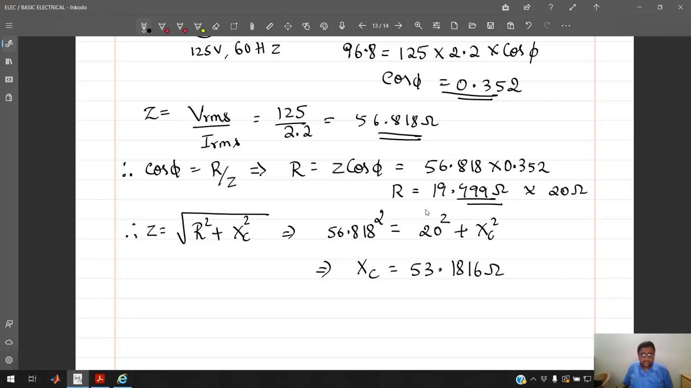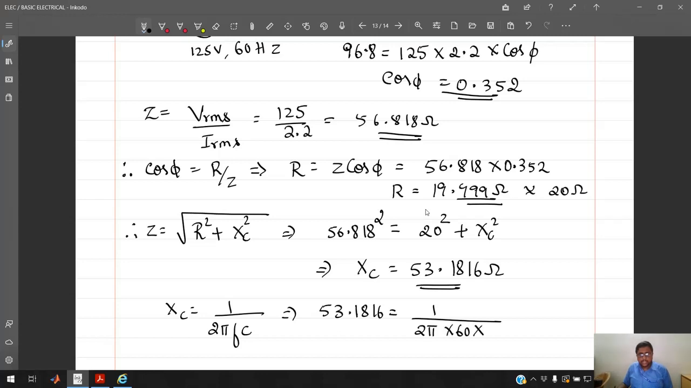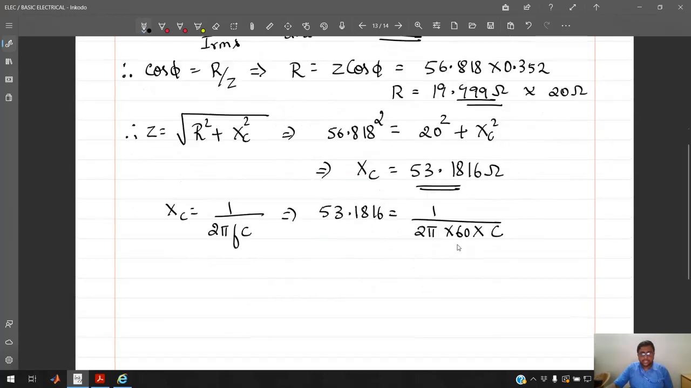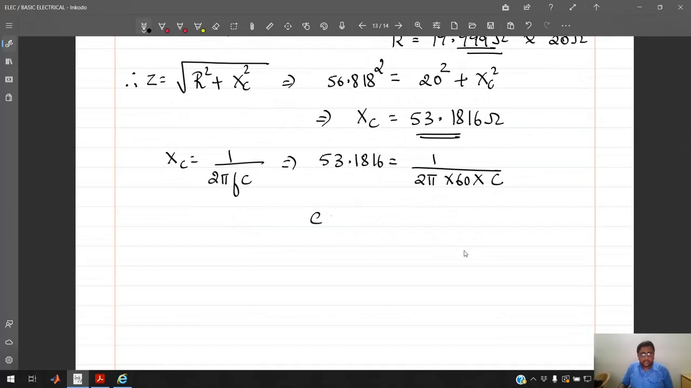53.1816 ohms. So once you calculate the value of XC, you know that XC is equal to 1 over 2 pi f C, or omega C. So substitute this. That implies 53.1816 is equal to 1 divided by 2 pi, f is given 60 hertz, into C. If you cross multiply and get the answer, you are going to get the value of C as 49.877 microfarad. So this is the value you have to get for the unknown capacitor C.